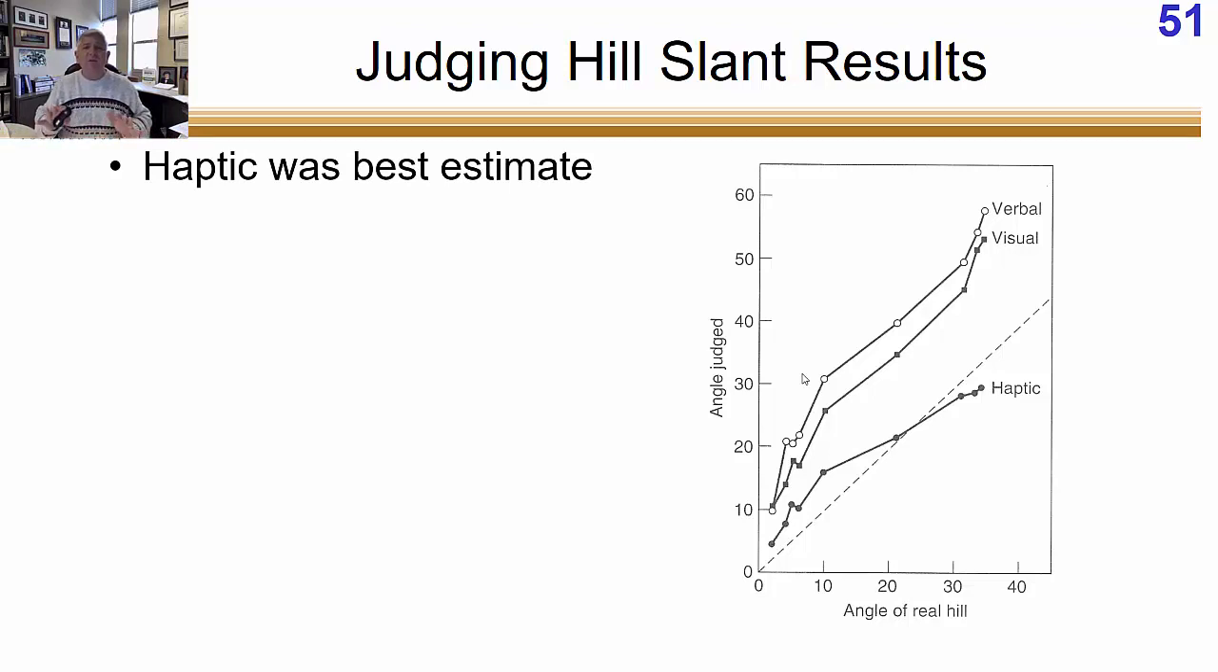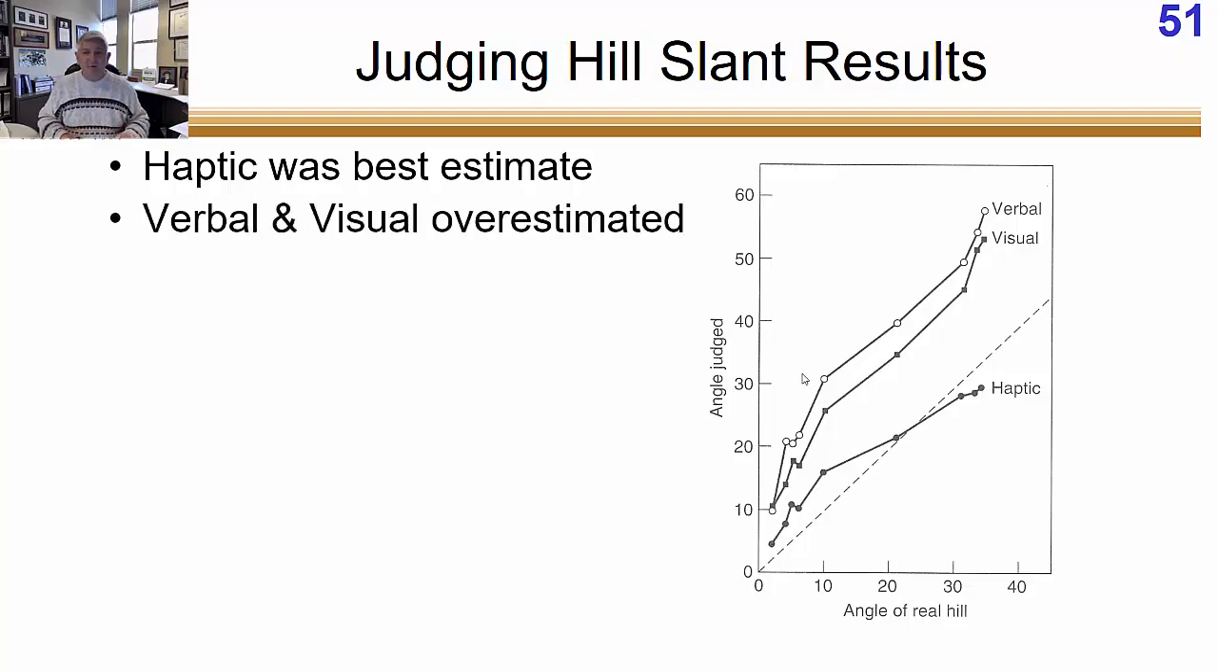So when we have to do an action, like move that board, we get it the most correct. It's like the visual direction strategy, right? And notice that for both verbal and visual, once again, we overestimate things.